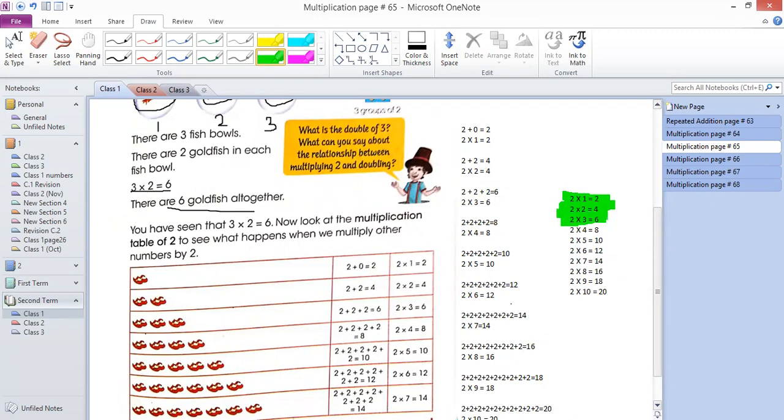3 times 2 equals 6. That means if there are 3 groups of 2, the total objects are 6. 4 times 2 is 8. That means if there are 4 groups of 2, the total number of objects is 8. And 5 times 2 is equal to 10. That means if there are 5 groups of 2, the total number of objects is 10.